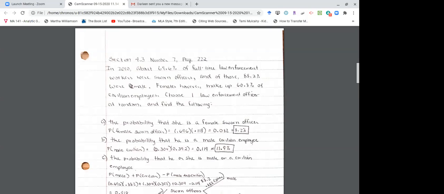This is a problem that we get questions on every semester, and it is from your homework. So it says this: in 2010, about 69.6% of full-time law enforcement workers were sworn officers, and of these, 88.2% were male. Females, however, make up 60.8% of civilian employees. Choose one law enforcement officer at random and find the following.